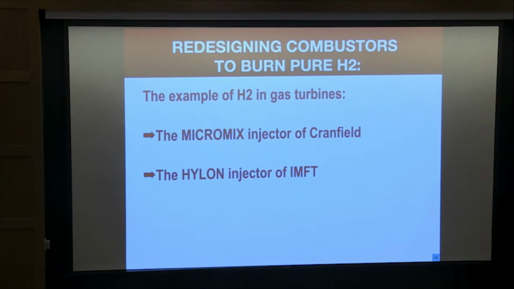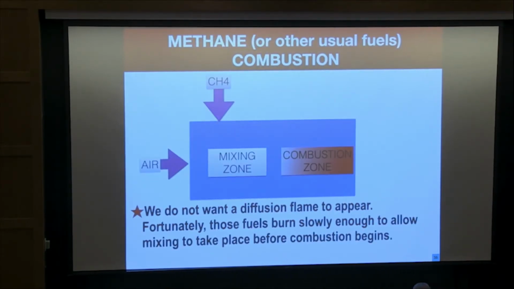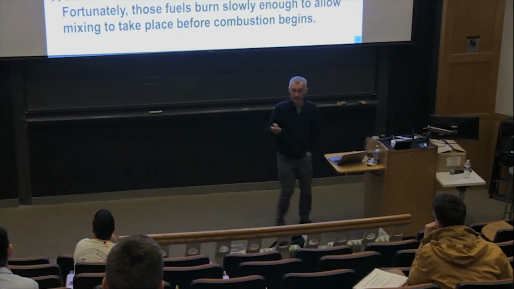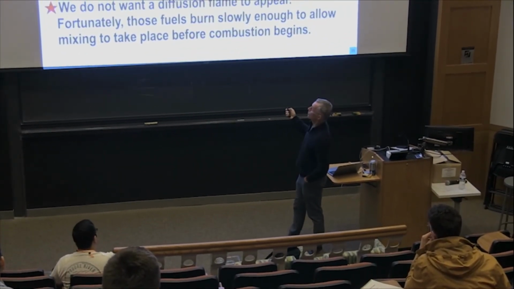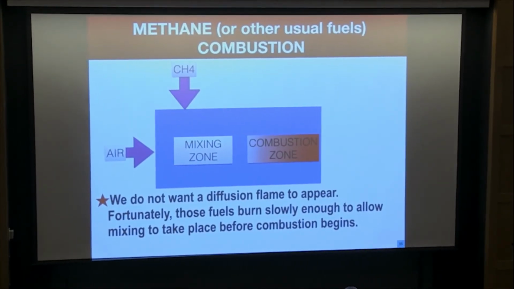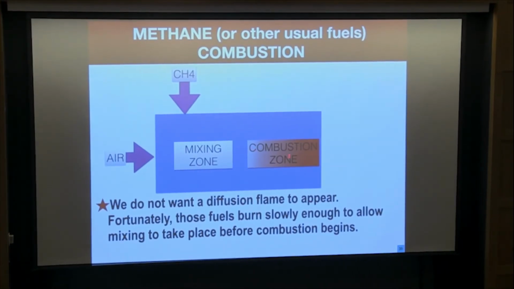What should I do? Well, I'm going to take two examples, Cranfield and IMFT, where I'm working, and it really comes back to things that you should master now, which is mixing versus burning. In other words, premixed flames versus diffusion flames. When you burn methane, or most other fuels, which have a speed of the order of 40 centimeters per second, you have this chance that you can actually mix things rather fast before you burn them. So in most cases, you have a mixing zone here, for example, in the swirler or in front of the swirler, and then after that you get combustion.